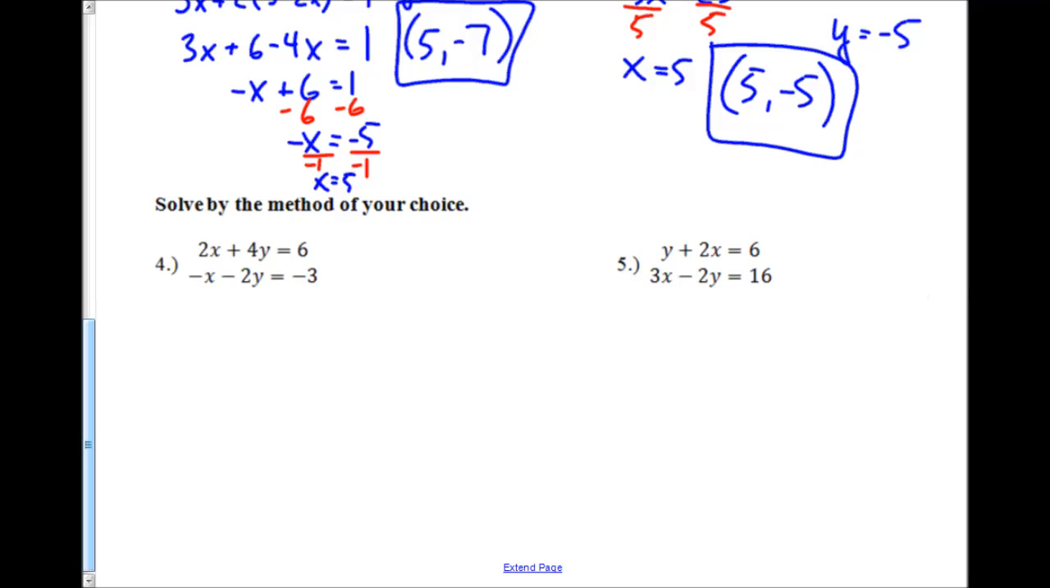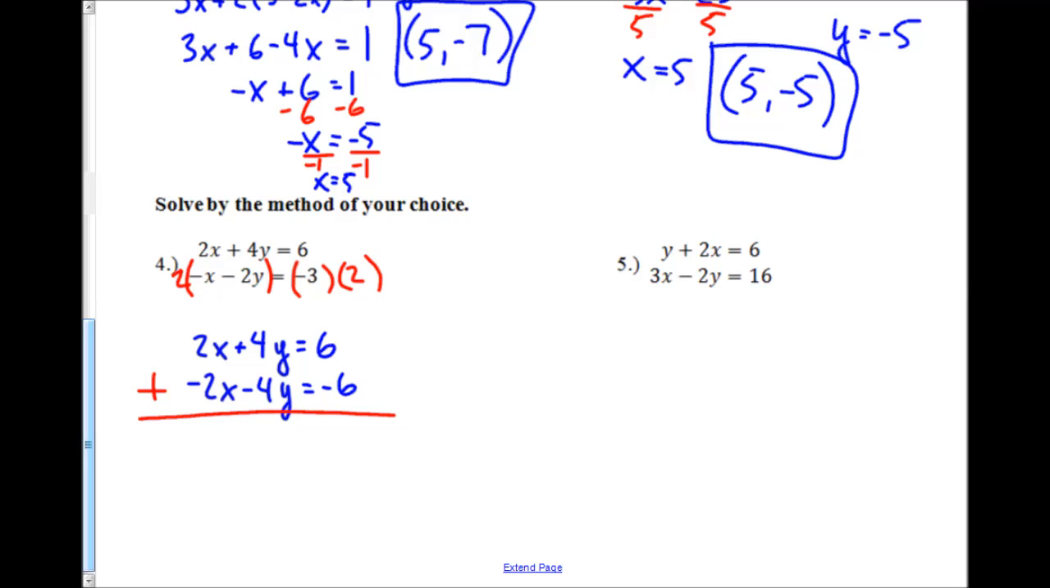Okay? If I look at the next couple, we're solving by the method of our choice. So we're going to look at this and decide, is substitution or elimination the best way to go here? For this first one, I would probably use elimination. I've got positives and negatives in the right places here. So I'm going to eliminate x. I'm going to multiply each side by 2 on this second equation. Let me rewrite the first equation, the 2x + 4y = 6. And now that second equation, when I multiply it through by the 2, gives me -2x - 4y = -6. And now I add these together.